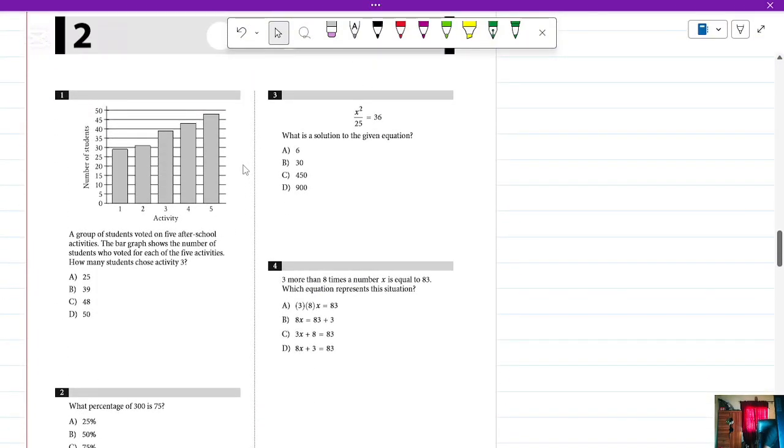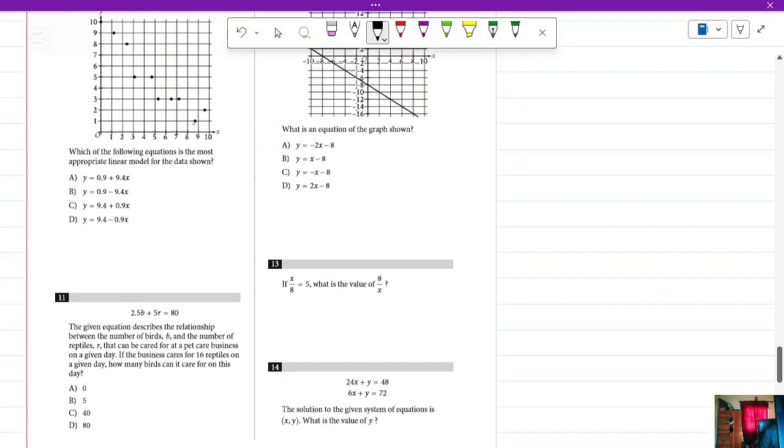Now let's start with the first question. They said a group of students voted on 5 after school activities. The bar graph shows the numbers of students who voted for each activity. How many students choose activity 3? This is what we are looking at. How many students choose activity 3?